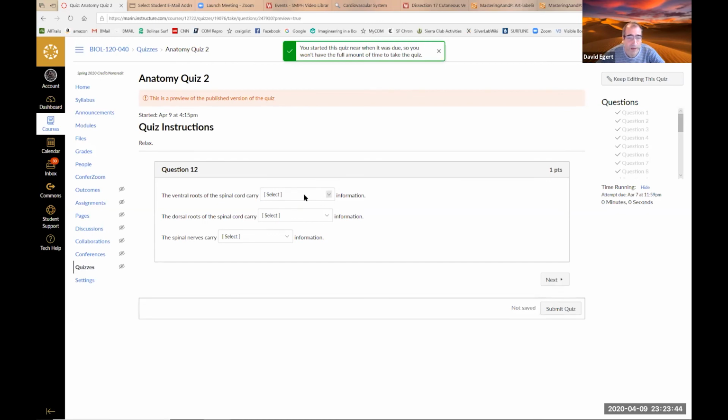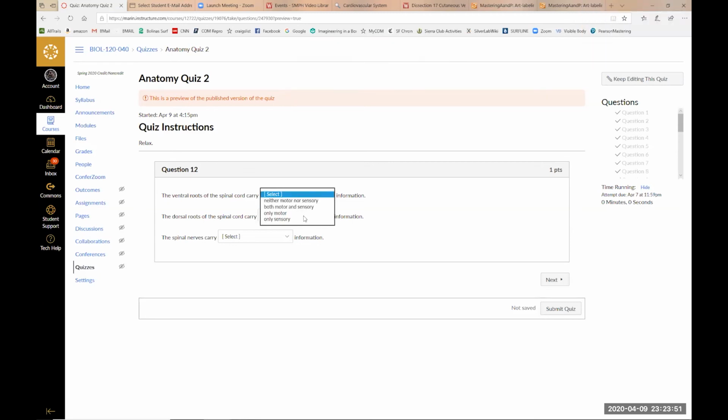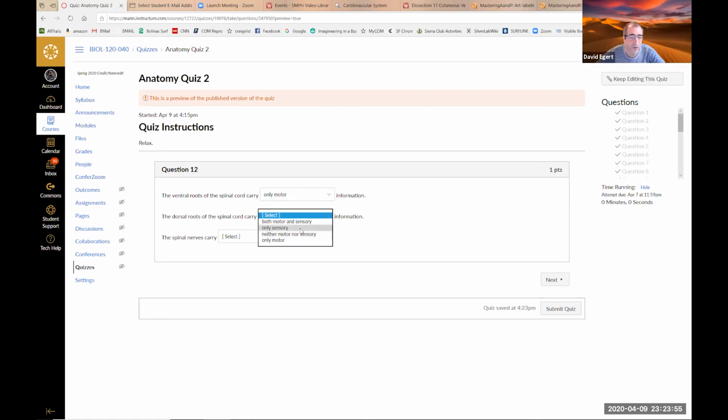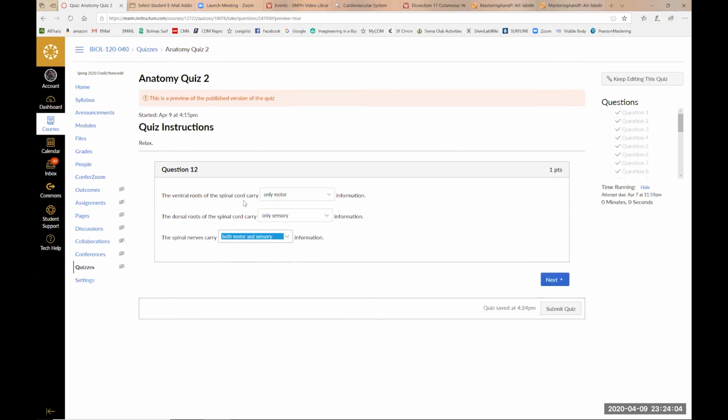This one, some people got confused. Ventral roots carry what kind? Motor. And dorsal? Sensory. And then what about the spinal nerves themselves? Both, right? Because the ventral and dorsal roots merge together to become the spinal nerve.